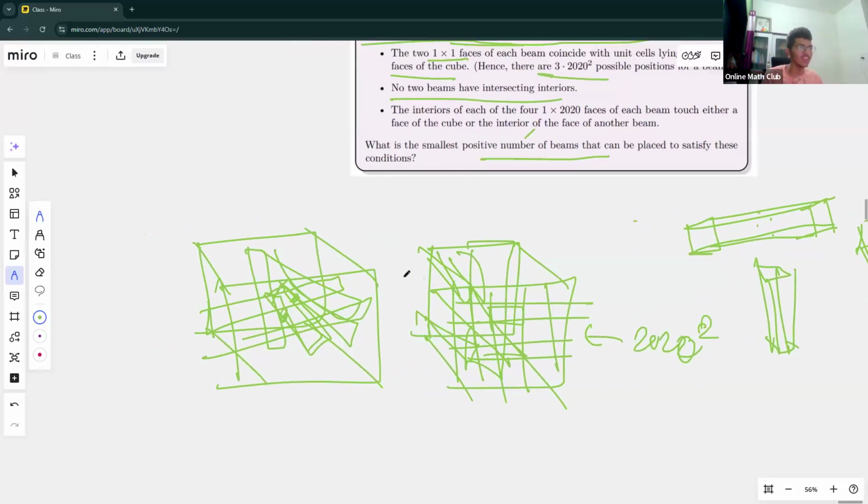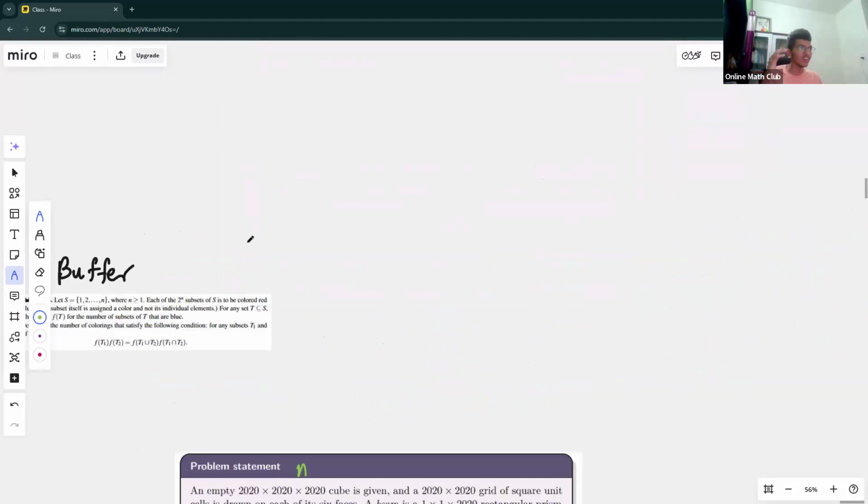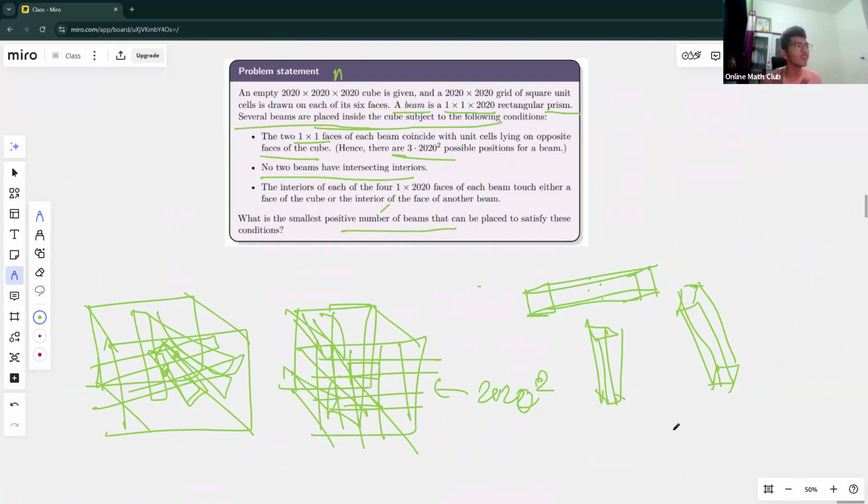So does everyone understand what I'm trying to say? Okay, sorry. I will give you some time to understand. So you have a cube, you have a beam, and you have to cover all of its faces. Now note that each beam's length is 2022. So the 1 by 1 faces will be covered by the boundary of the cube only. The only thing we have to consider is the other four long sides.